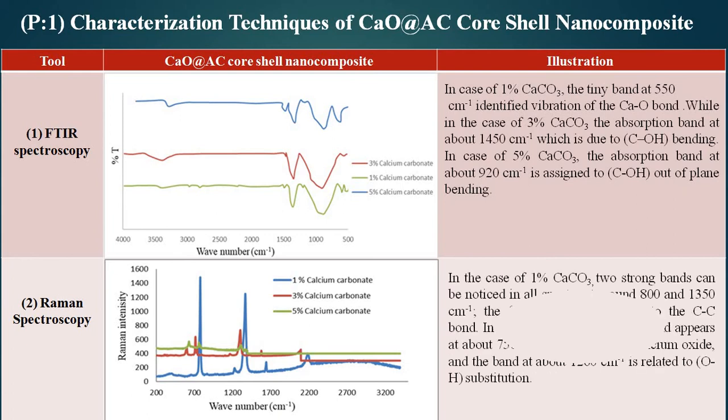In Raman spectroscopy, in the case of 1% calcium carbonate, as we can see from the figures, two strong bands can be noted in all spectra at around 800 and 1350 cm-1. The first band is associated with the C-C single bond. In the case of 3% calcium carbonate, the band at about 715 cm-1 is correlated to the calcium oxide, and the band at about 1216 cm-1 is related to OH substitution. So we can confirm the structure and the chemical composition from IR and Raman spectroscopy.